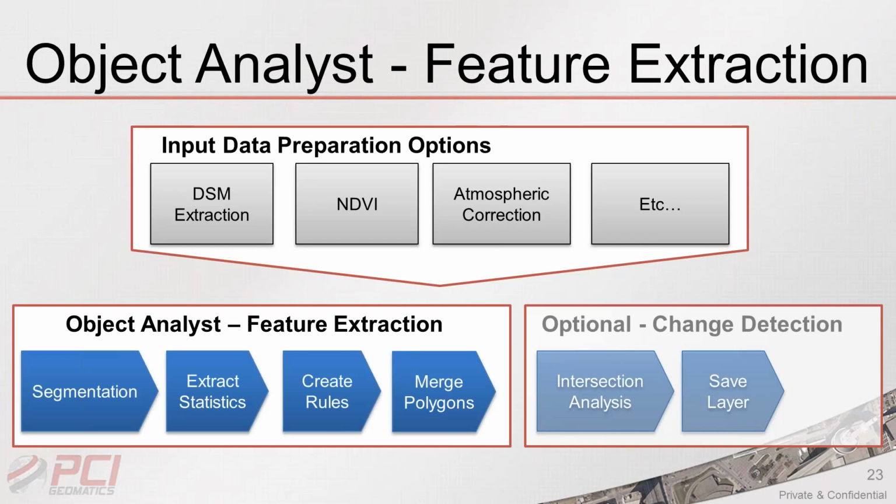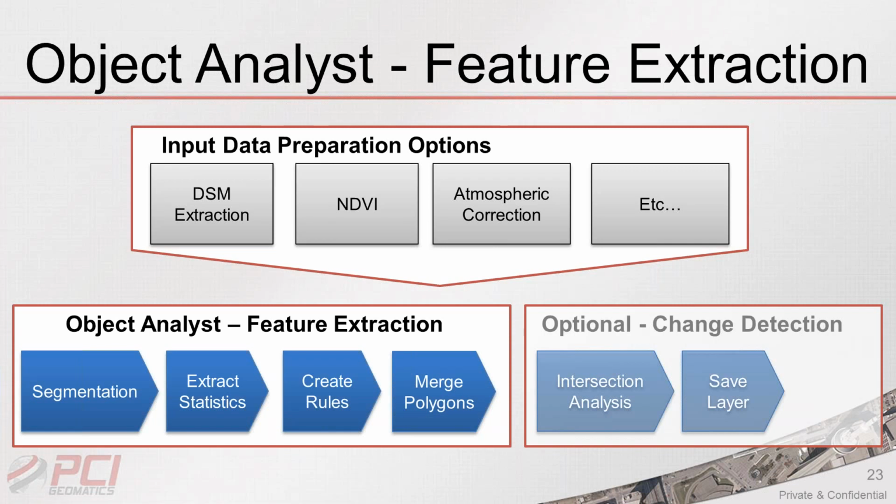So right now what you should be seeing on screen is an overview of the primary steps involved. Same thing, your input data preparation. The more useful input layers you provide, the better your feature extraction will be. And then the actual feature extraction operation includes segmentation, extracting the statistics. Then you skip the training and the classification part and jump right to creating the rules, and then finally merging your polygons. And this can be used for very useful applications such as change detection.